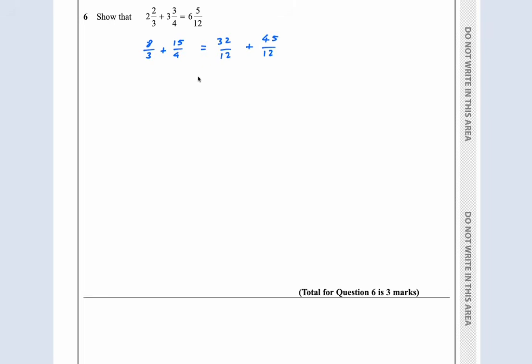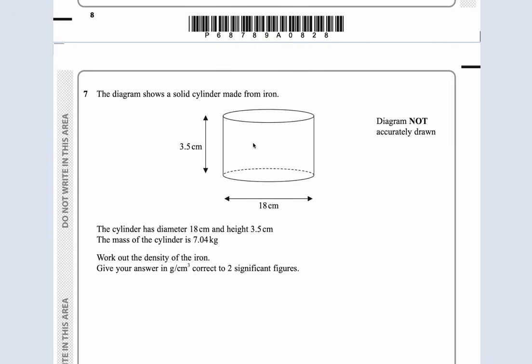So we're left with 32 plus 45, which is 77/12. And 12 goes into 77 6 times, remainder 5, because 12 times 6 is 72. So remainder 5, so that's 5/12, which is what they asked us to show. Okay, that's question 6.